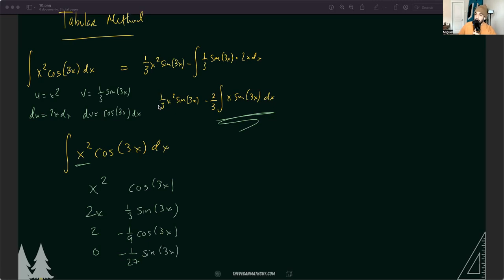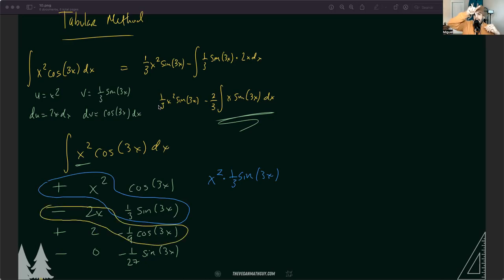And the tabular method tells us that before we even continue, we need to write the signs on the left side here. So you always do plus, minus, plus, minus. You continue alternating, but you always start as a plus. And then now our solutions are going to be the product of this value, which is x squared times 1/3 sine of 3x, times this value. You notice that it's kind of like a diagonal. You start with the plus, go to the x squared, then you work your way down.